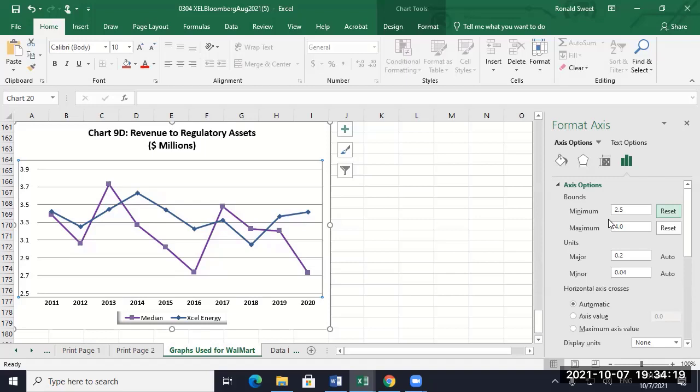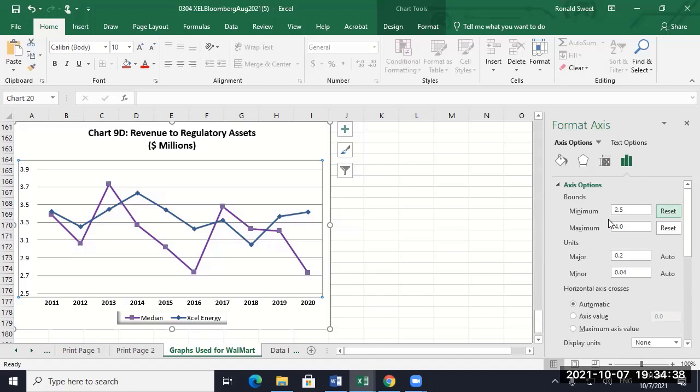But does that tell you a story? And what is a story? Is your story that it's volatile, but so is the industry? Is your story that it's been flat? Is your story that you've had strong recovery since 2018? Whatever your story is, you've got to make sure the graph shows it.